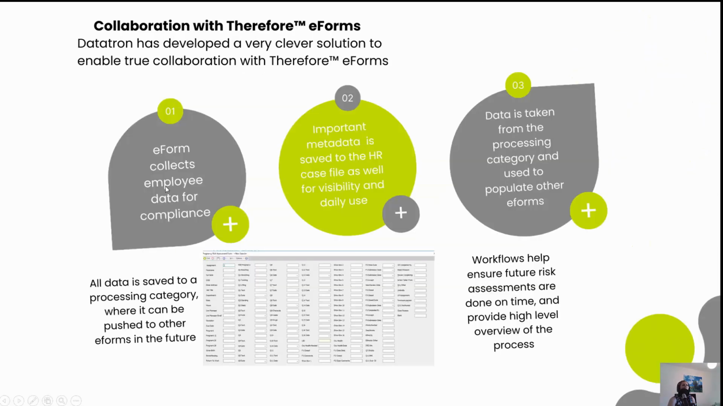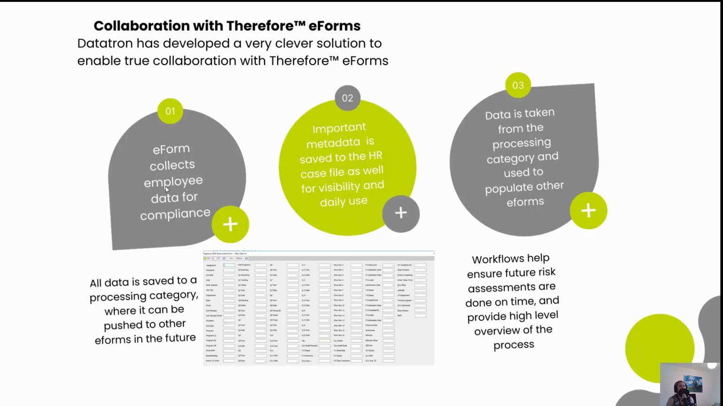So in depth, what exactly is done? David is going to show you this in detail, but I'm just going to give you a brief overview right now so that you can perhaps better understand what's going on. So the eForm collects the employee data for compliance, right? Just like in any other Therefore situation, the eForm is then mapped to a Therefore category. In this case, the data is mapped to two categories. One's in their HR case file, where the key data is taken, but then they also have a processing category, which is in the background, which isn't visible to regular managers or employees.